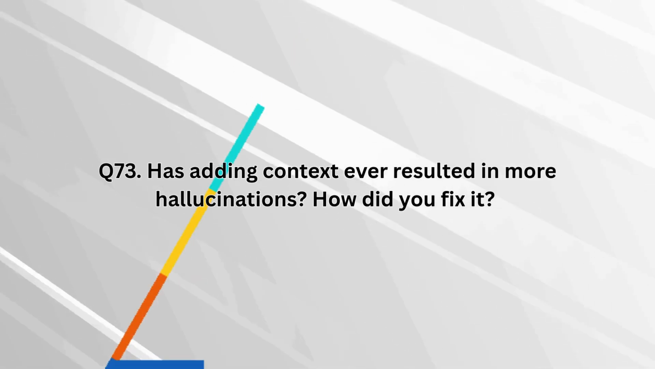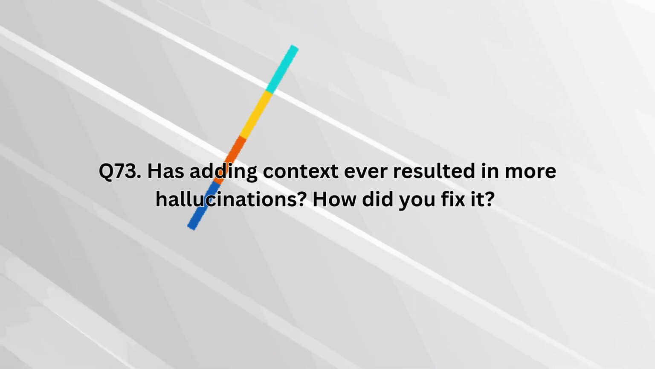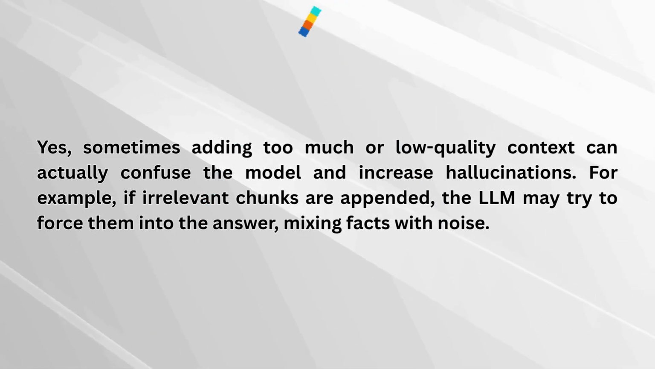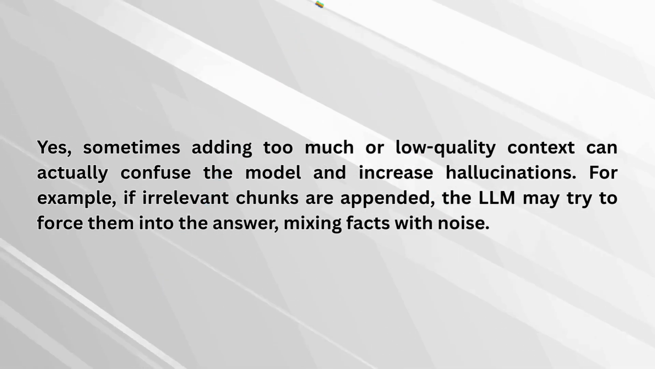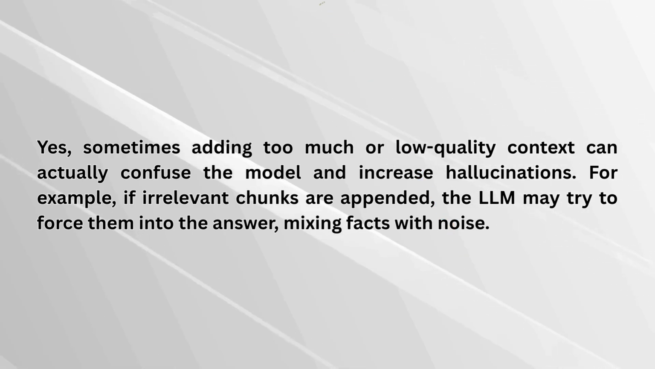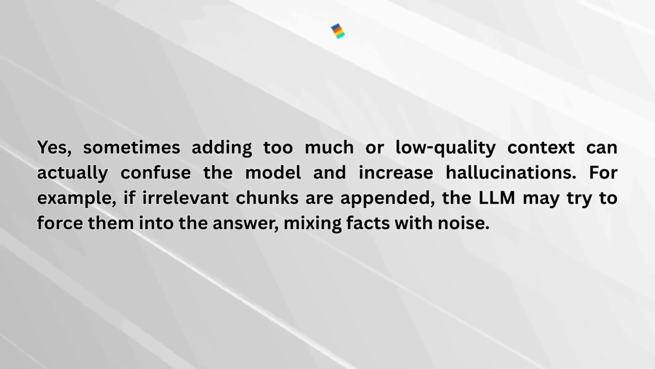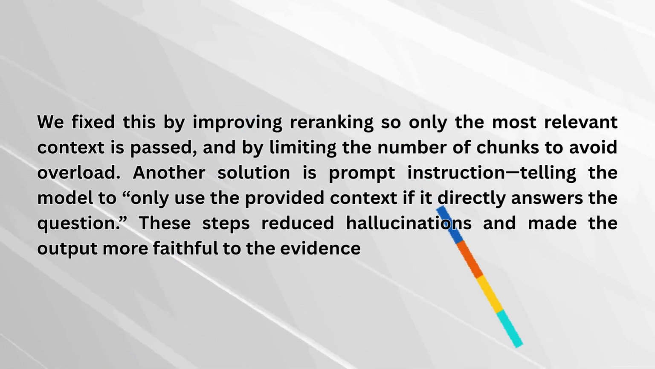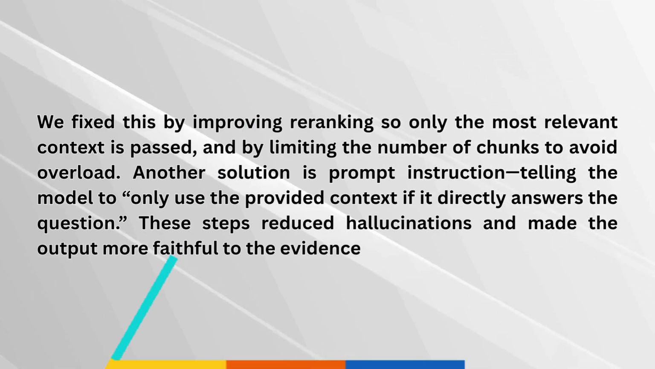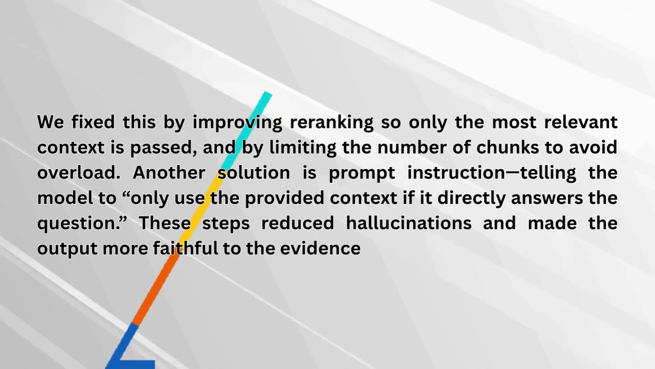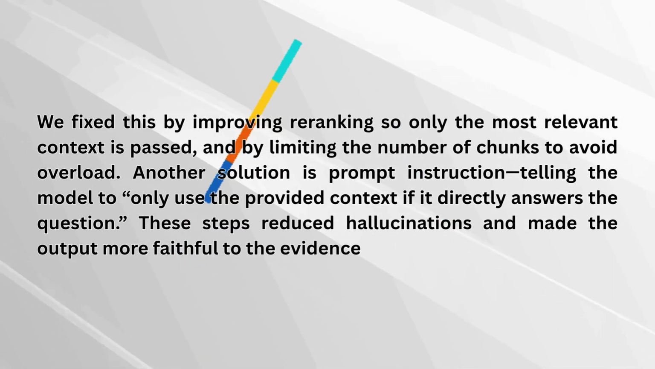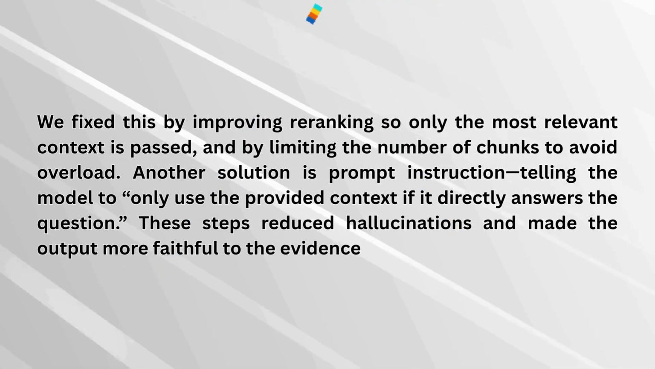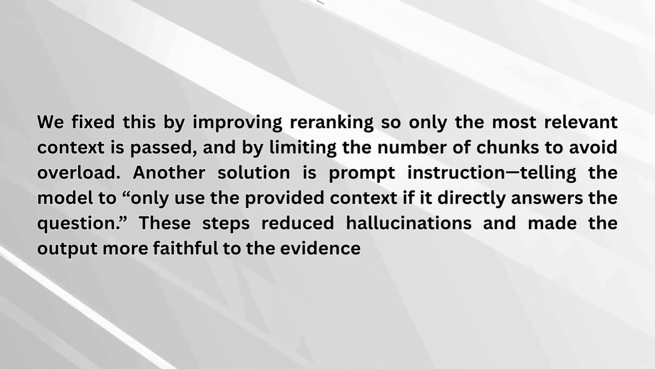Has adding context ever resulted in more hallucinations? How did you fix it? Yes, sometimes adding too much or low-quality context can actually confuse the model and increase hallucinations. For example, if irrelevant chunks are appended, the LLM may try to force them into the answer, mixing facts with noise. We fix this by improving re-ranking so only the most relevant context is passed, and by limiting the number of chunks to avoid overload. Another solution is prompt instruction, telling the model to only use the provided context if it directly answers the question. These steps reduced hallucinations and made the output more faithful to the evidence.